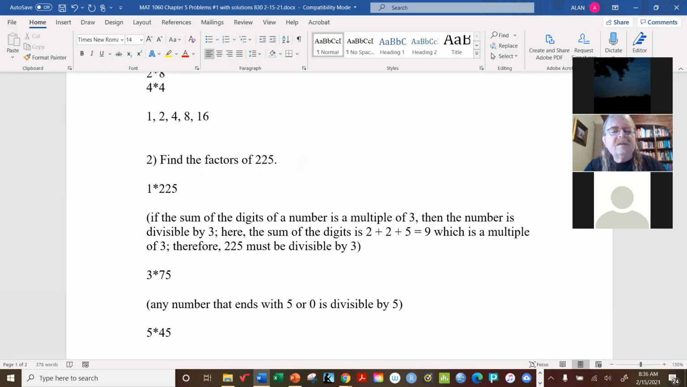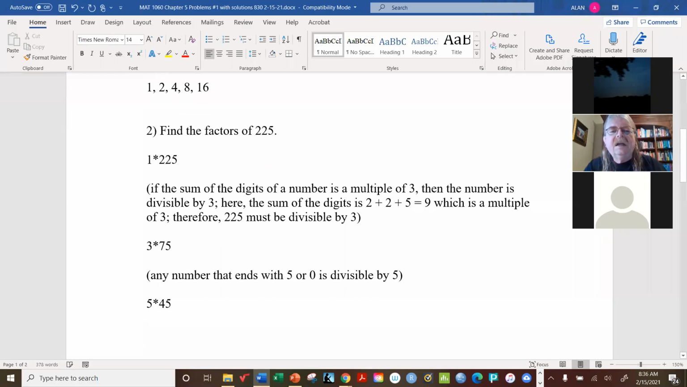Okay, are there any more? How about 6? No, it doesn't look like it. 7, I don't think so. 8, it's not even. How about 9? Well, that would be interesting. If we divide this number by 9, just to make sure, let's take out the calculators. Oh my God, it turns out to be 9 times 25.